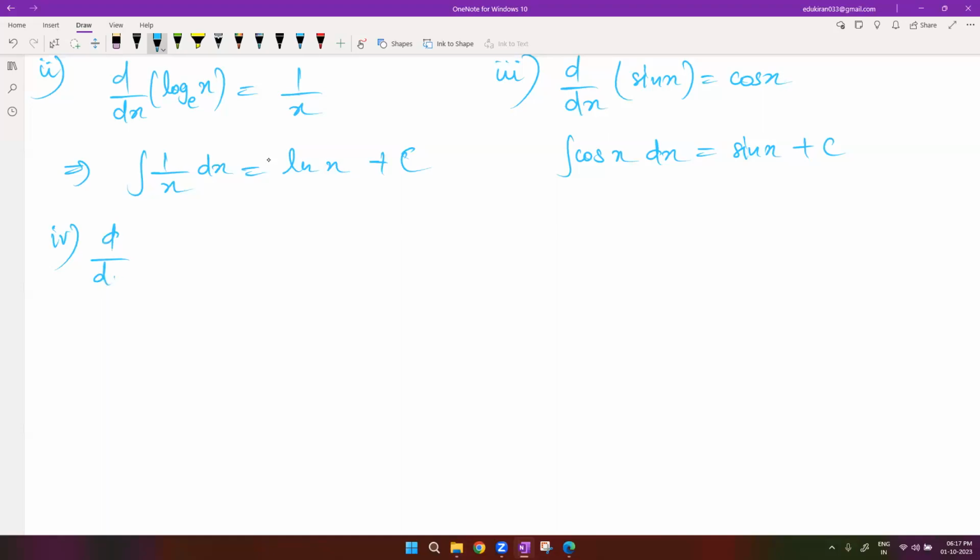Okay. Same logic, guys. The differentiation of cos x is minus sin x, which means that differentiation of minus cos x is sin x. That is why this.